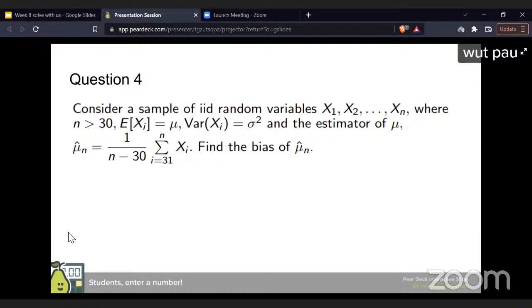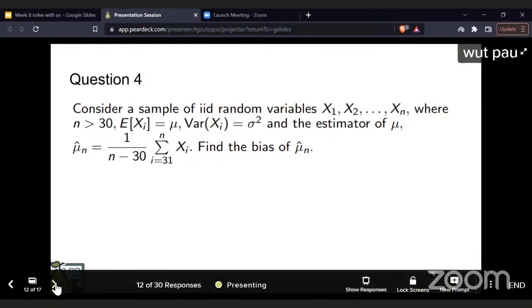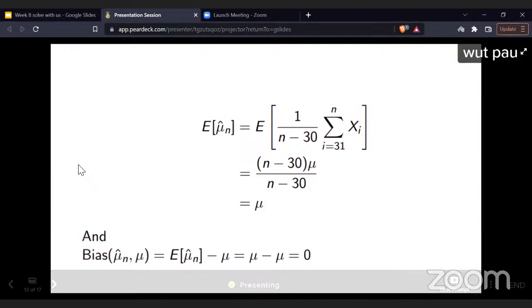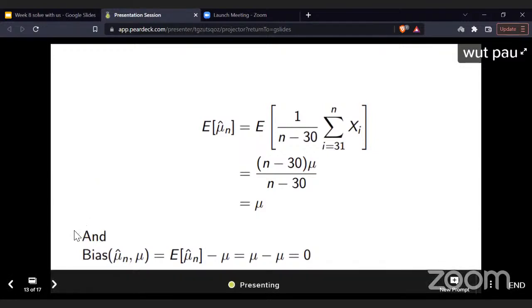Can we go to the solution page now? Solution page, yes. So the slides will upload on the portal, so don't worry about it.